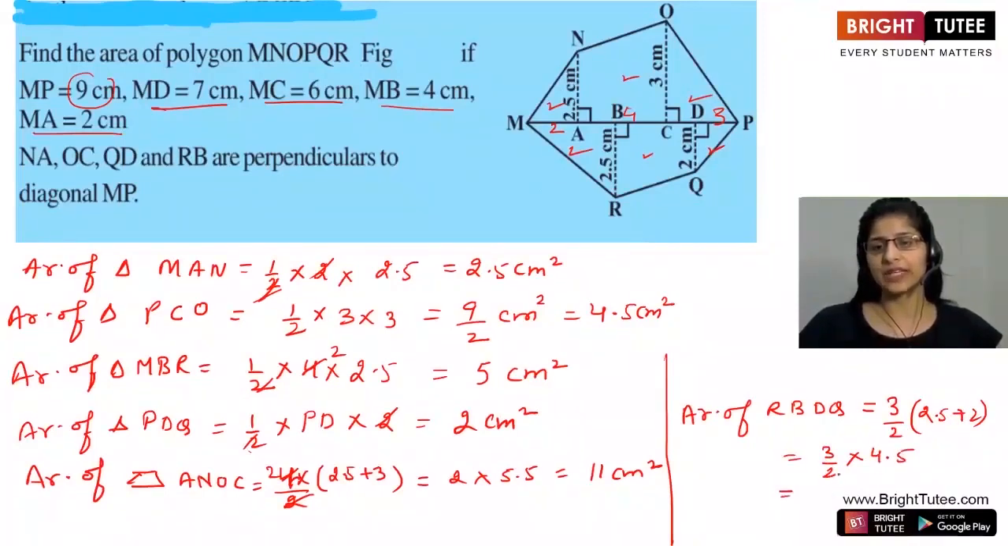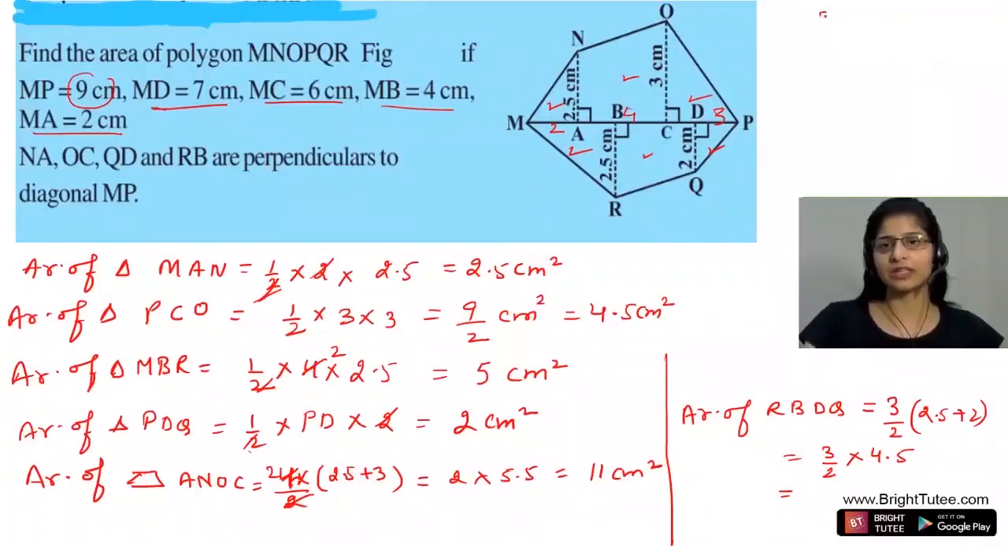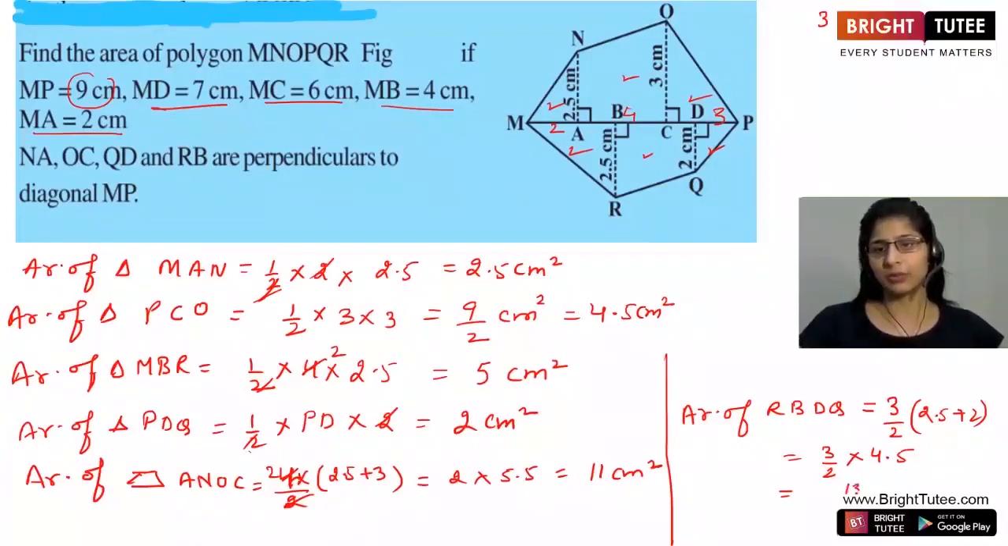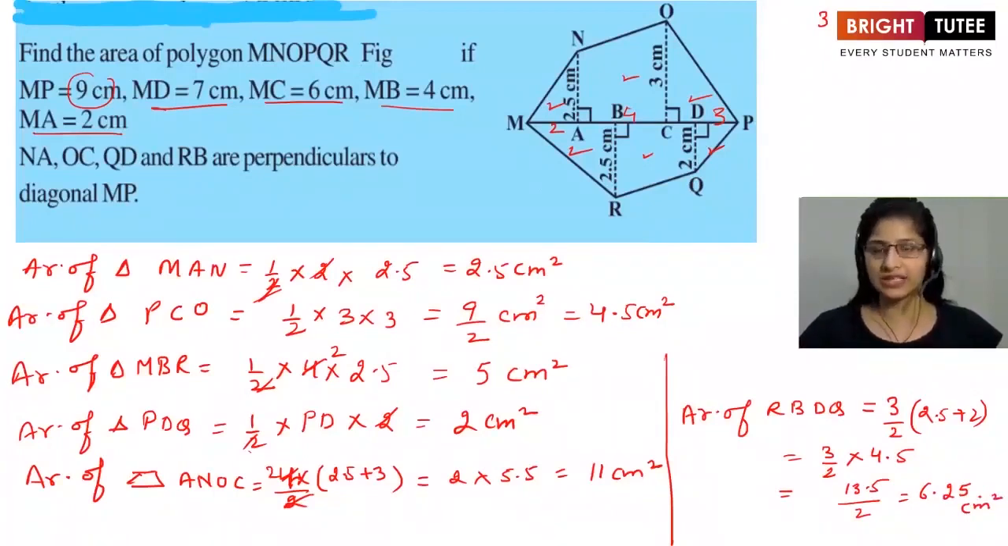Right. So just see, we will do 3 into 4.5 first. 3 into 4.5 gives us 3 5s are 15, 1, 3 4s are 12 and 1 is 13. So we get 13.5 upon 2. So 13.5 upon 2 is equal to 6.75 square centimeter. So we have got all the areas.